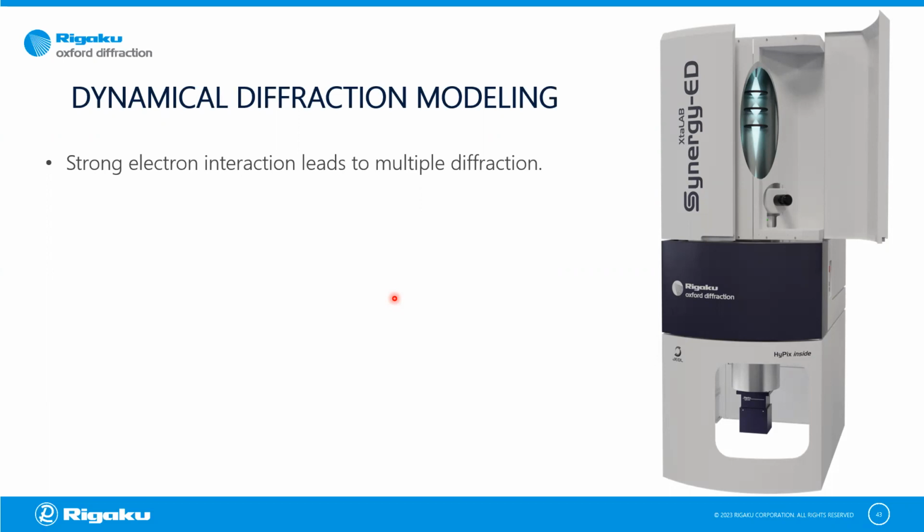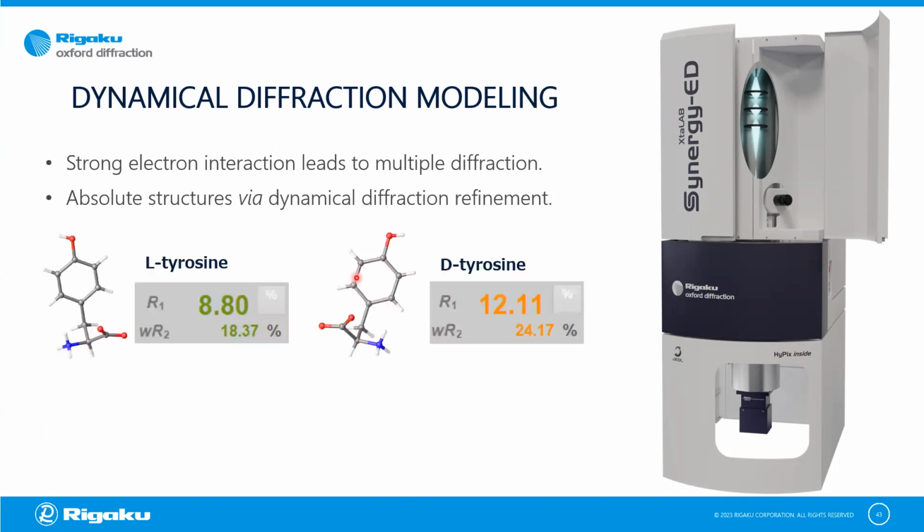And this is not only a nuisance, but it's also an asset, because this dynamical diffraction breaks the Friedel symmetry and hence allows to determine the absolute structure of your molecules. So here, well, it's again tyrosine, but I can assure you it also works for a large number of other molecules: if you refine both enantiomers against your data in a dynamical way, you will see from the R values which one is the correct structure. And that's a new and, I think, pretty unique feature.